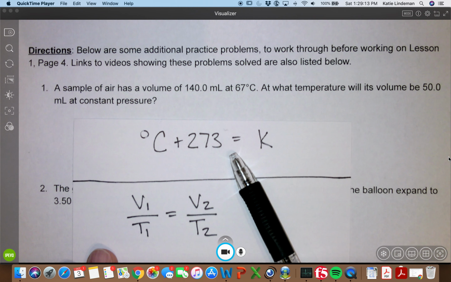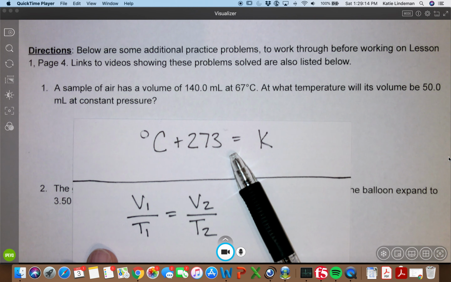So the first thing you want to do whenever you see these problems is look for all of the degrees Celsius. So here we have one value that is degrees Celsius, and we want to go ahead and just convert that to kelvins. I'm going to do that by just adding 273 to this value of 67, and we get 340 kelvins.